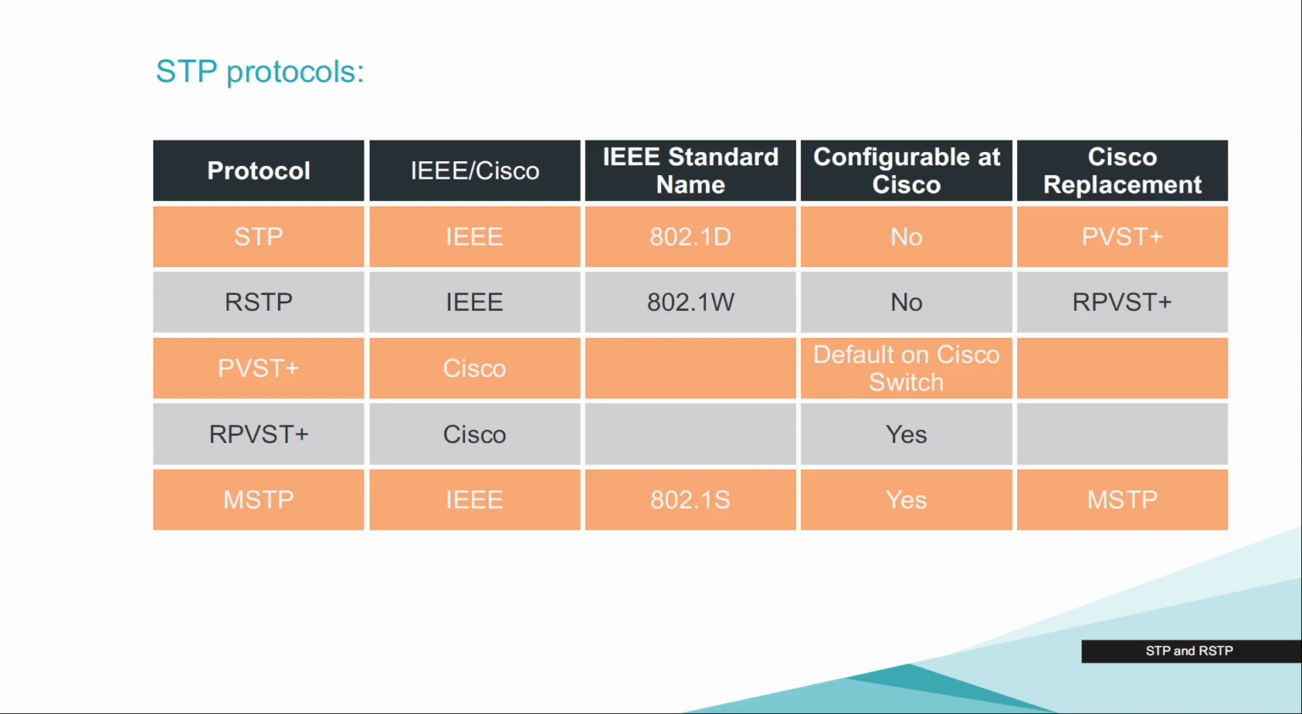We also have MSTP, Multiple Spanning Tree Protocol. This is a standard protocol created by IEEE. The standard name is 802.1s, and this is the only standard protocol that we can configure on Cisco devices. Cisco adopted the MSTP protocol and didn't make any changes to the standard protocol.